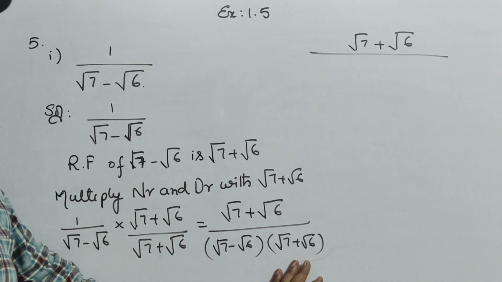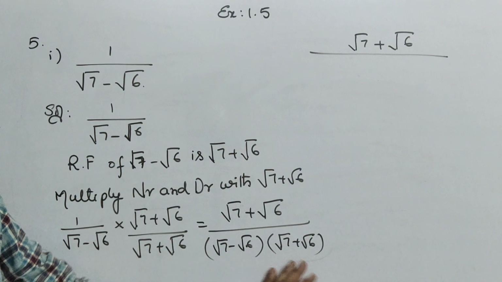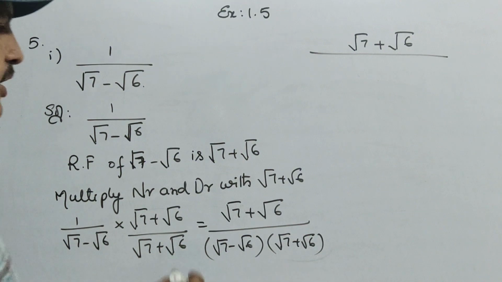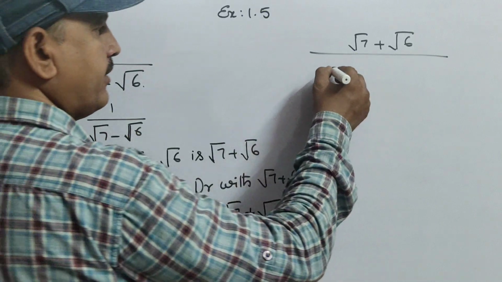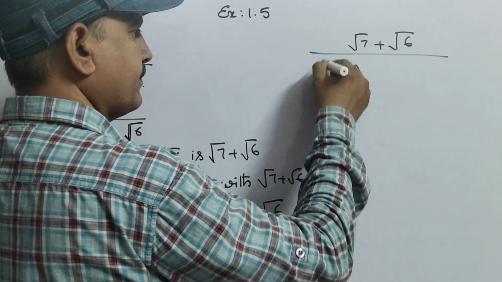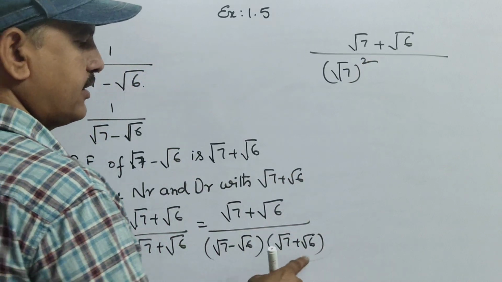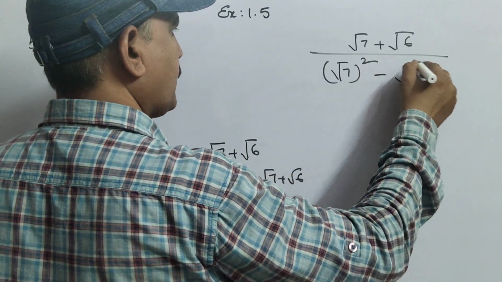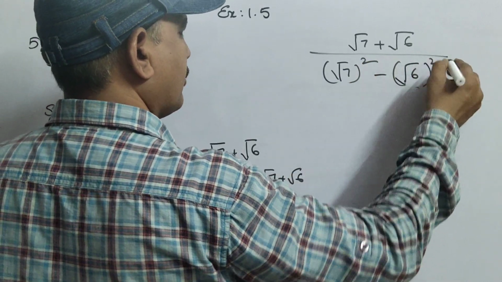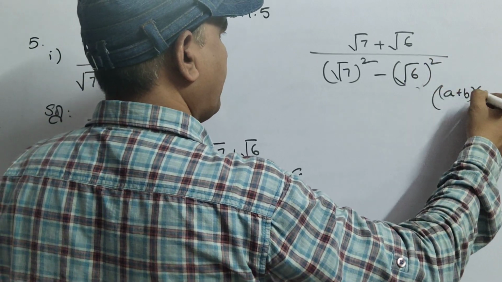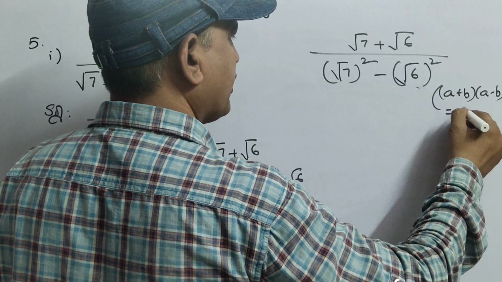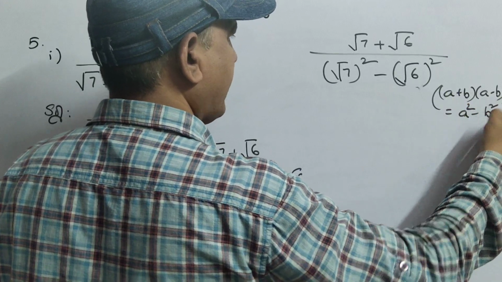So always it looks like a plus b into a minus b formula. Okay. So that is a plus b into a minus b formula, what? A square, that means root 7 square, minus 6 square, means b square. So what formula we use here? A plus b into a minus b. Compulsorily, you have to write the supporting formula on the right hand side.